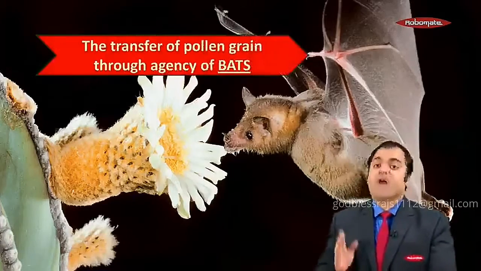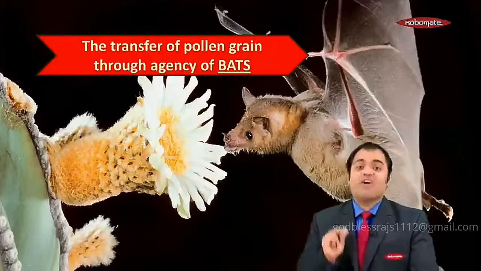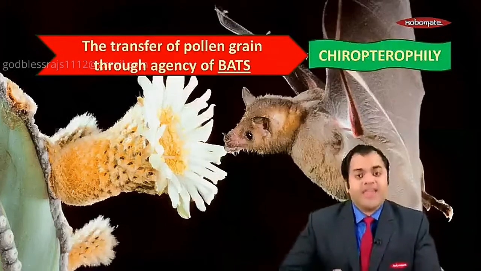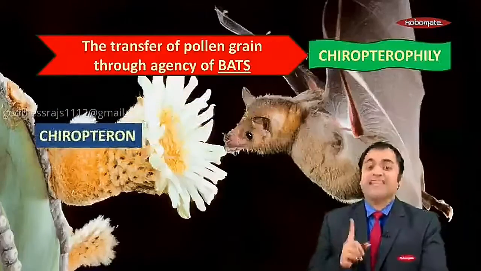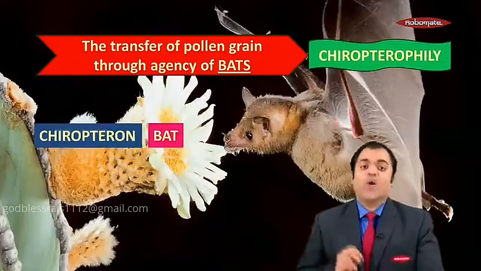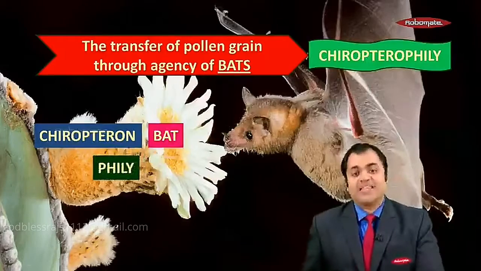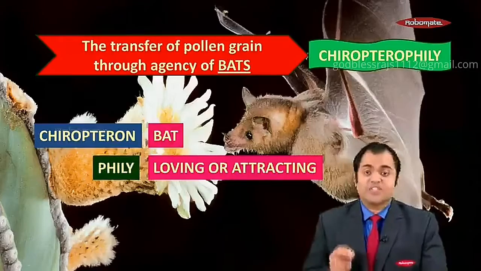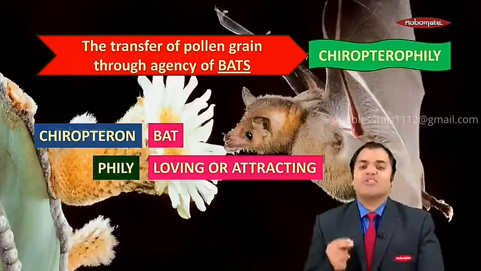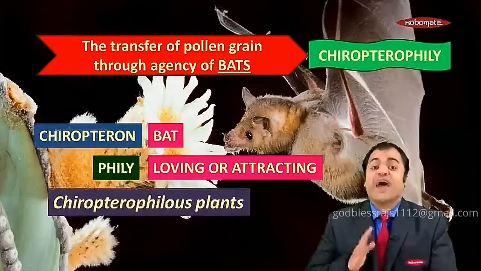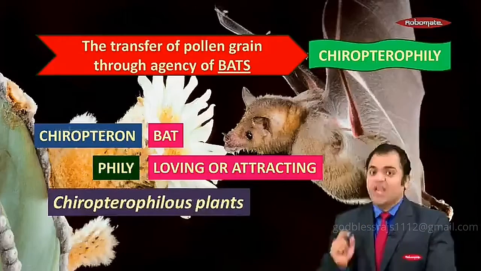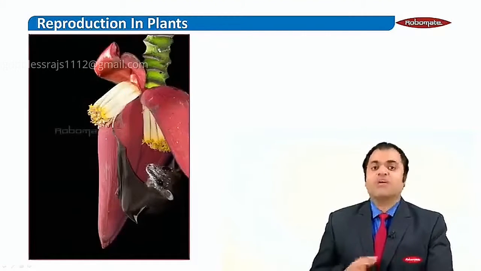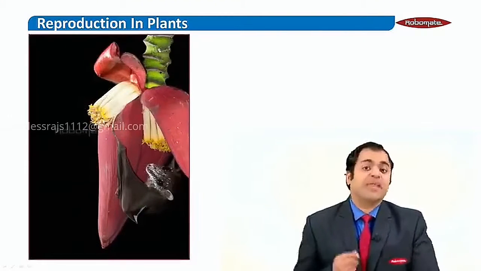So they say that the transfer of pollen grains through the agency of bats is called chiropterophyly. Here the word chiropteron means bats and the word phyly we already know means loving or attracting. And obviously the plants that show this type of pollination are also called chiropterophilous plants. It's a big word, we got to get it right. Okay, moving on. Let us see how the flowers should be adapted.